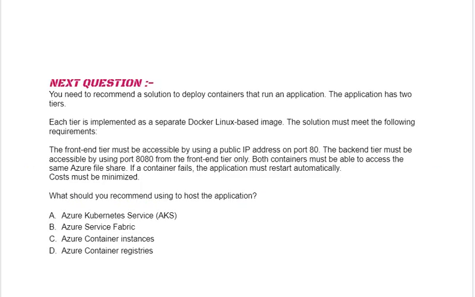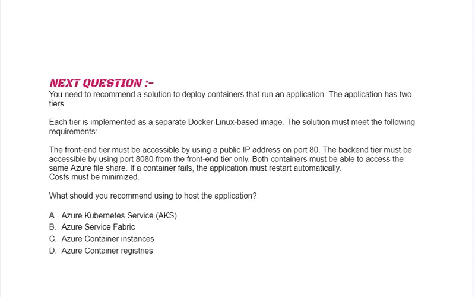Question is, you need to recommend a solution to deploy containers that run an application. The application has two tiers. Each tier is implemented as a separate Docker Linux-based image. The solution must meet the following requirements. The front-end tier must be accessible by using a public IP address on port 80. The backend tier must be accessible by using port 8080 from the front-end tier only.